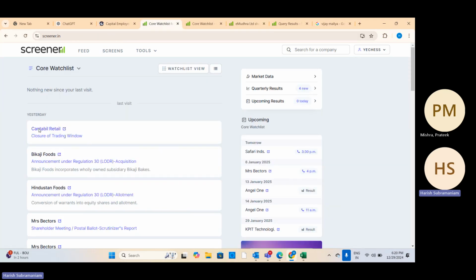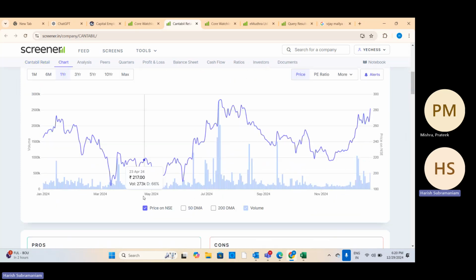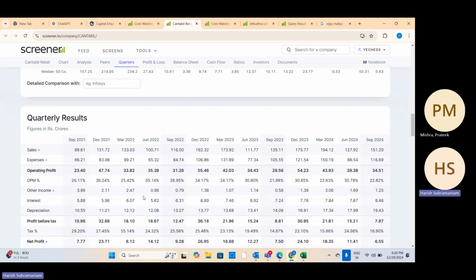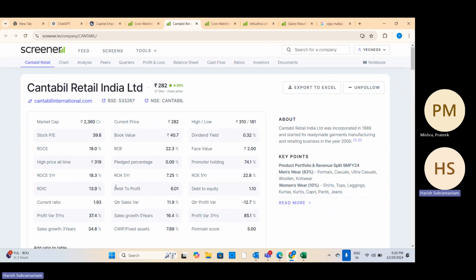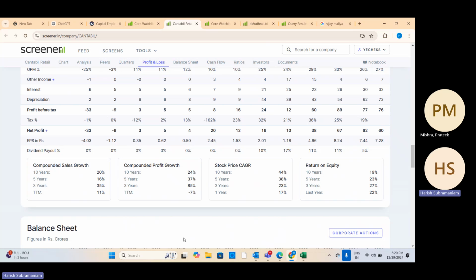So let's look at, for example, Cantabile Retail, and we can see here debt to profit is a little on the higher side. Debt to equity is also a little on the higher side, but current ratio is fine. They'll be able to manage it, right? So this gives you a picture. And then along with their sales growth. Right now we are seeing that the debt to profit is a little on the higher side. But if their sales is growing fast, then we know we don't have anything to worry.